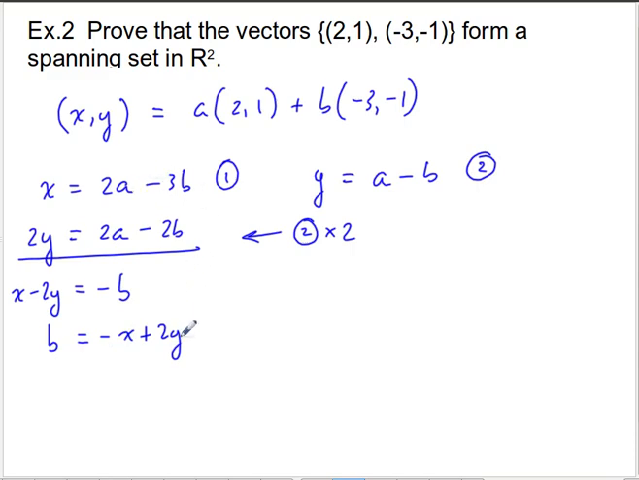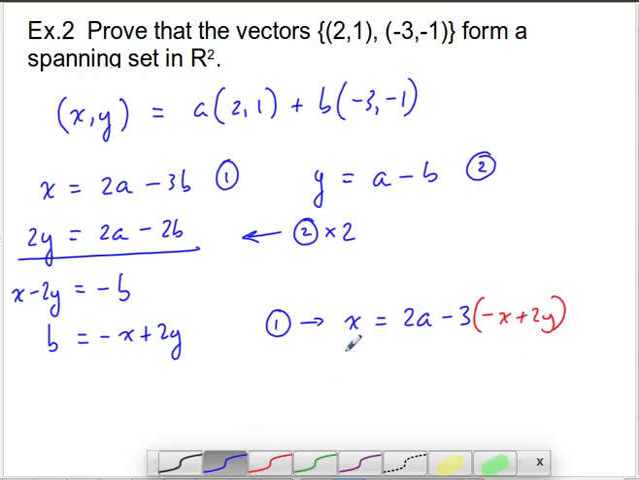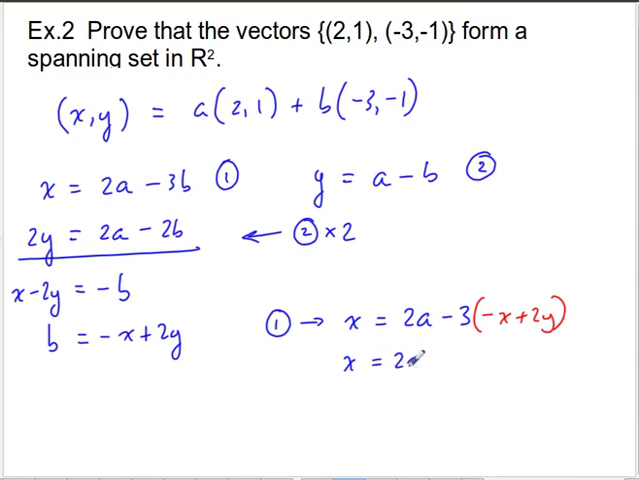So now that we've got this, let us use equation number 1, and I'm going to eliminate the b. So I end up with x equals 2a minus 3b, but I'm going to substitute my b value here. Instead of minus 3b, I'm going to say that's negative x plus 2y. And so I end up with x equals 2a. Negative 3 times negative x is plus 3x. Negative 3 times positive 2y is minus 6y.